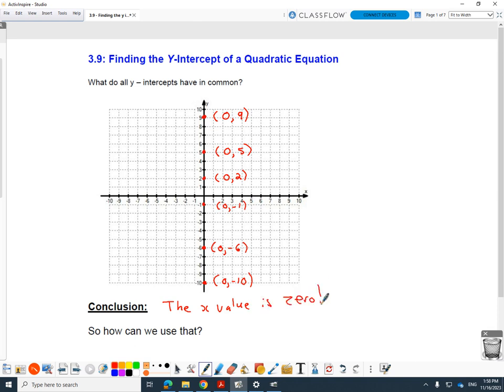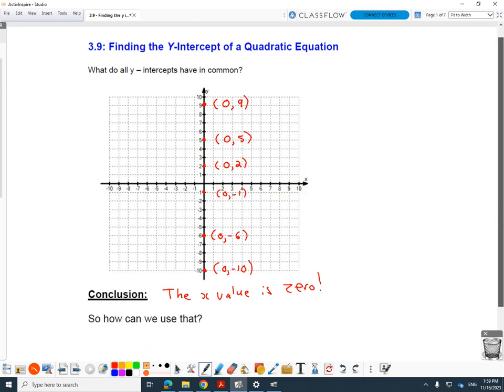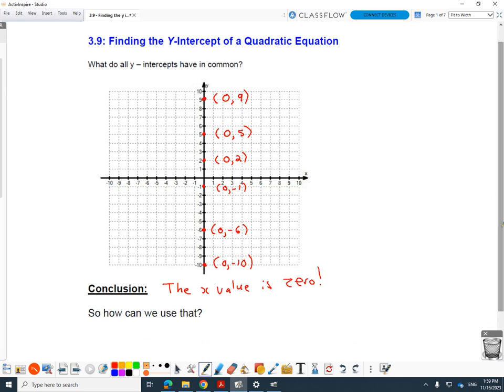I would say 0 might be the most powerful number in math. When we can use 0, life's a little easier than some of the other numbers. 0 is an easy number to work with. And here we get to say, make the x 0. If you want the y-intercept, make x equal 0. I'm going to put that right in your title, right at the top: find the y-intercepts, make x equal 0. It seems too easy. It seems like that's all you got to do. And my graph shows that.